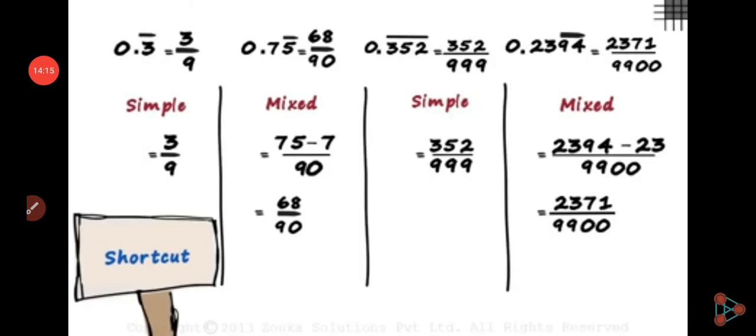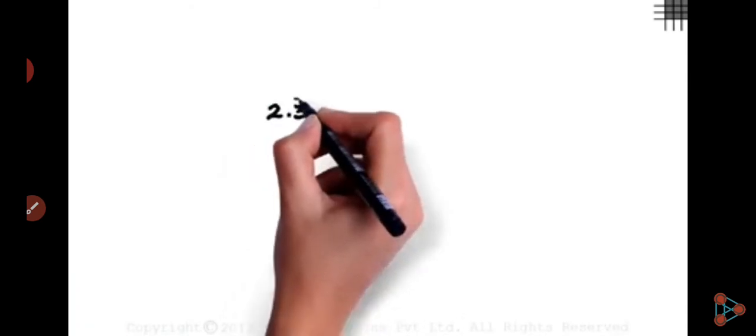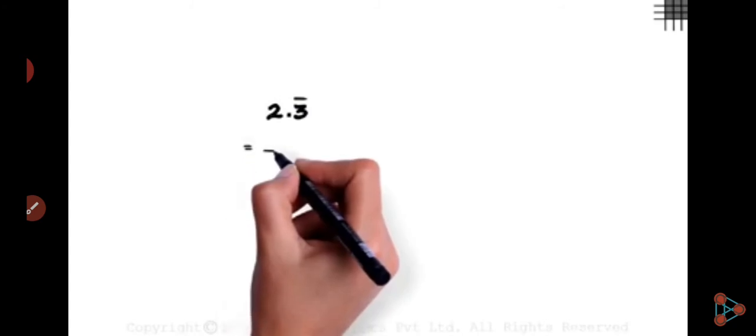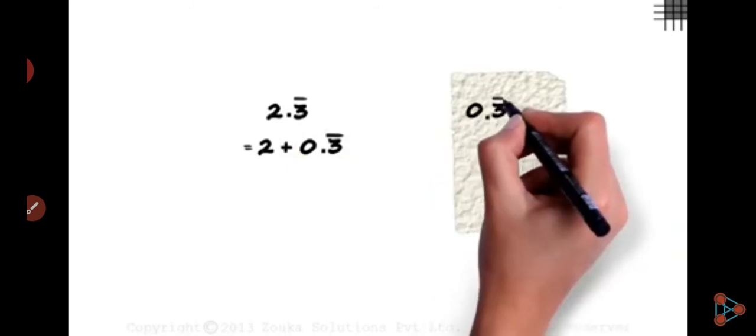So I think you understand how to write the recurring decimal in the p/q form, but we saw only 0.something. Now, how do we write 2.3 bar? So 2 plus 0.3 bar, we can write it like this. Understand? Now what can we write 0.3 bar as, children? We know that we write 0.3 bar in the form of p/q.